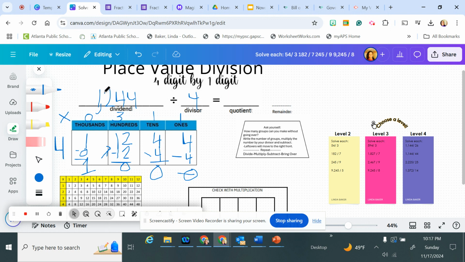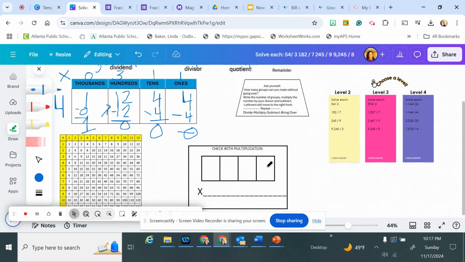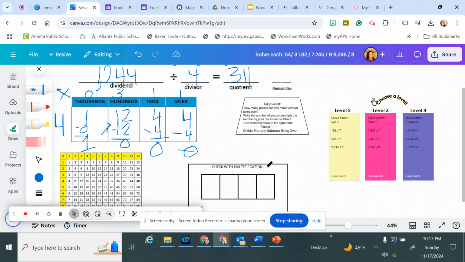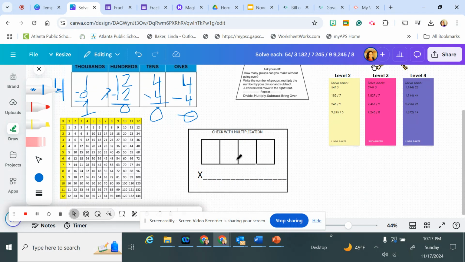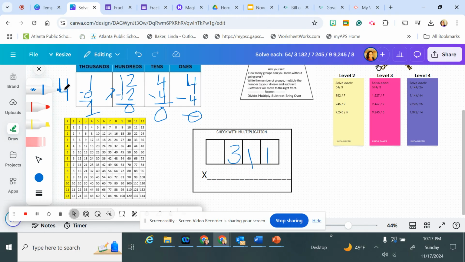So the answer to 1,244 divided by 4 is 311. Now, how do I check to make sure that's accurate? Okay. What I do is I'm going to take the 311 and I'm going to multiply by what? By 4. All right. Let's see what we get.